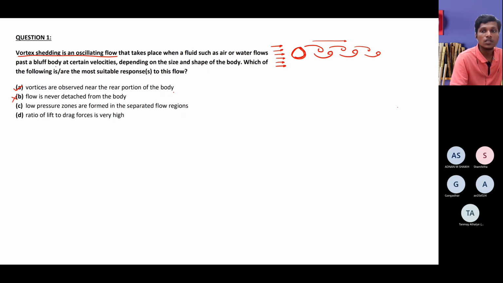And C, low pressure zones are formed in the separated flow region. Yes, a vortex has a nature like a cyclone. If there is a cyclone rotating like this, then it is a vortex, and that creates very low pressure. So this is also correct. And D, the ratio of lift to drag forces is high. This is not correct, because lift and drag forces also oscillate as the vortices oscillate in the wake region, and that gives a different kind of profile, not a very high ratio. So these two are the solutions of the question.